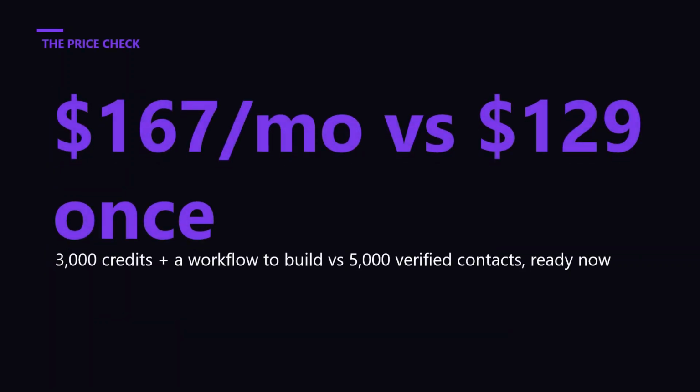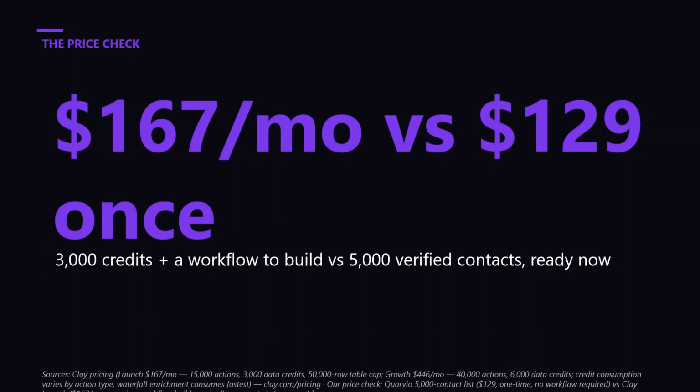Run the direct comparison for a lean team's actual entry cost. Clay's Launch plan is $167 a month recurring for 3,000 data credits and a workflow you still have to build before any of those credits turn into a contact list. And Growth, the next tier up, jumps to $446 a month once the team's needs outgrow Launch's row and credit caps. Quarvio's price for 5,000 pre-verified, ready-to-import contacts is $129 once, with no workflow required at all and no monthly recurrence to track.